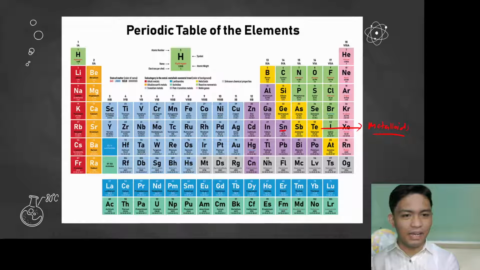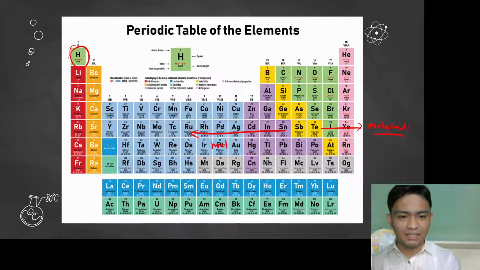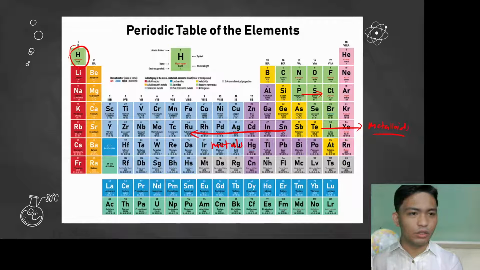Alam natin lahat ng mga elements to the left of this ladder of the metalloids except for hydrogen, these are all metals. And then the ones to the right of this ladder, this time are the non-metals. Kasama, of course, si hydrogen. So, position daw ng mga elements in the periodic table tells the type of bond kasi yung position na yun tells us kung anong klase ng elements yung involved sa bonding na yan.